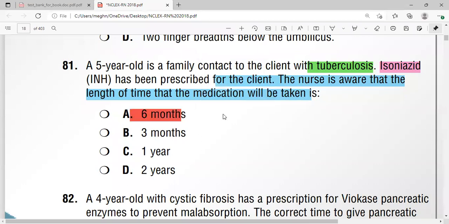The household contact should take isoniazid for approximately 6 months for prophylaxis. Answer B, C, or D are incorrect because they indicate either too short or too long a time to take the medication.